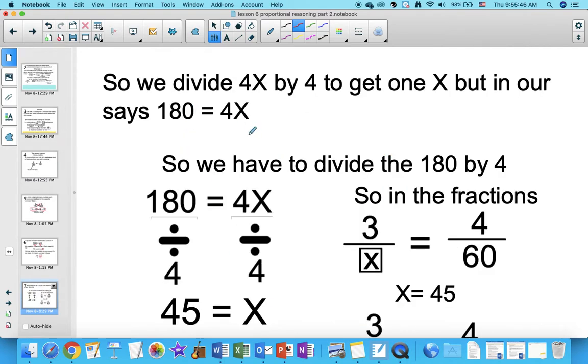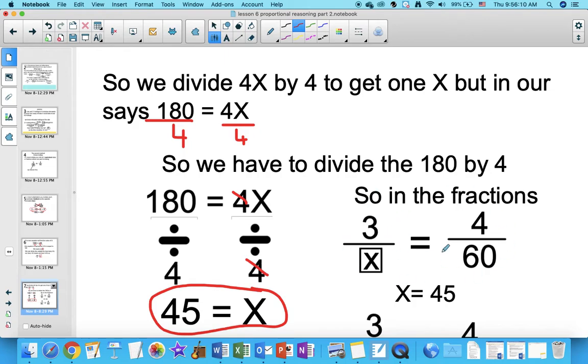right? So if we divide this by 4, and then whatever you do to one side, you must do to the other side. You divide this by 4. You should get what x is, right? So 180 equals 4x. Divide by 4, divide by 4. 4 divided by 4 is 1, so you have 1x equals 180 divided by 4 is 45. So you now know that x should be 45.